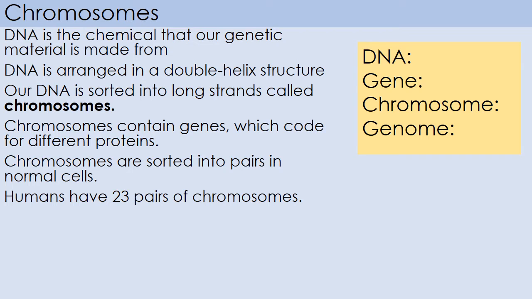Humans have 23 pairs of chromosomes. We get one from our mother and one from our father, or rather half from our mother and half from our father. So 23 single chromosomes from each, which makes 23 pairs. Now our chromosomes contain genes, and genes code for different proteins. And it says there they're sorted into pairs, and humans have 23 pairs of chromosomes.